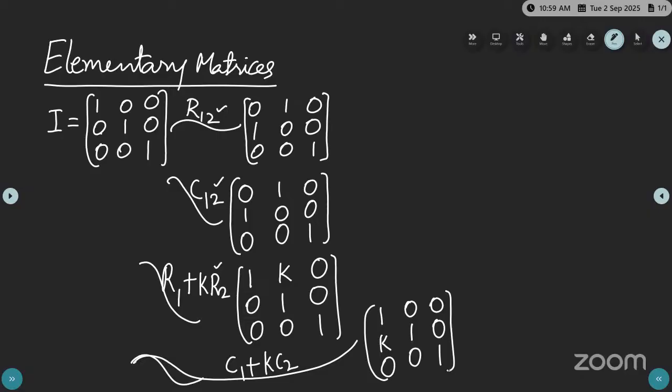Okay. Now what you can do? These are elementary matrices. These are obtained from the identity matrix by only one transformation, either row or column. The elementary matrices are the matrices obtained from an identity matrix by a row or column transformation, not both even. Only one, that's enough. Write down.